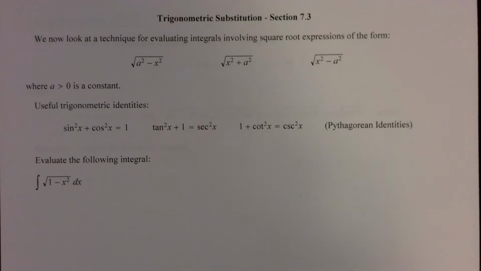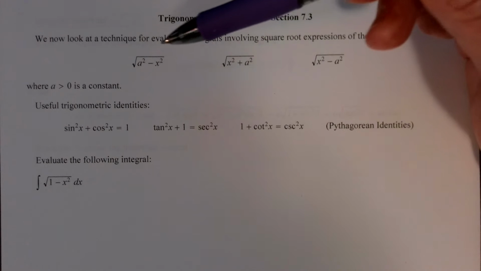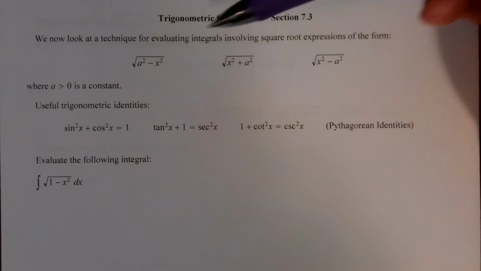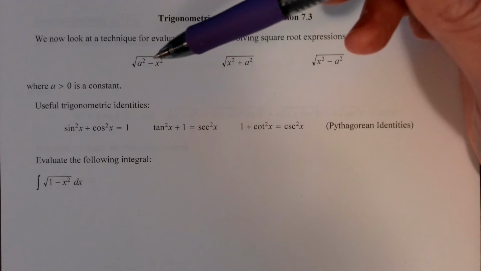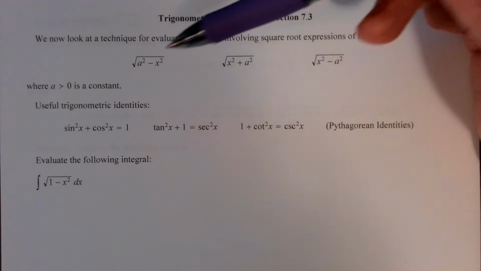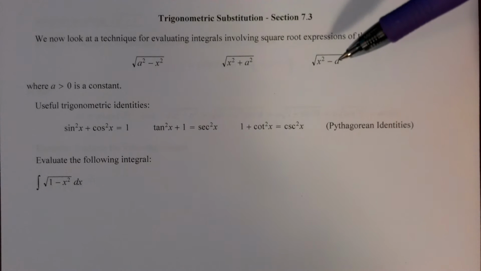integral involving trig functions, but introduces trig functions by way of a substitution. So this is a little different than our standard substitution technique. Our integrals will generally involve forms that look like this, and here a is a constant that is positive, x is the variable, and you can see I have the square root of a squared minus x squared, the square root of x squared plus a squared, and the square root of x squared minus a squared.